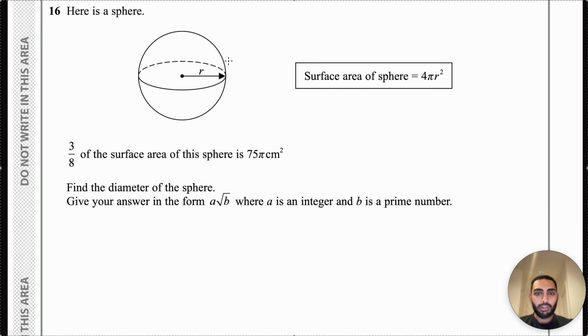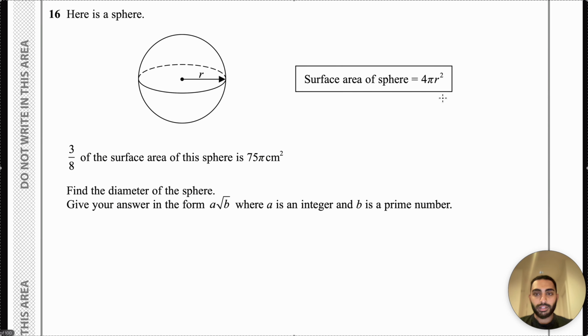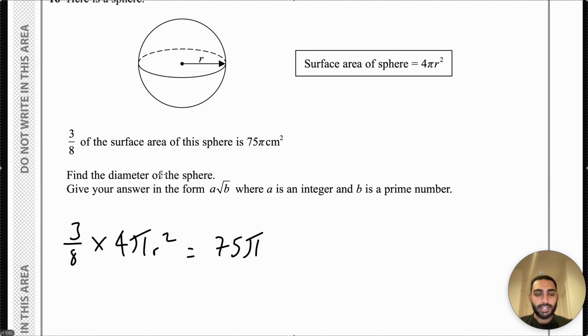Question 16. Here is a sphere. 3/8 of the surface area of this sphere is 75 pi centimeters squared. And it's given as the formula for the area of a sphere. Let's just write that as an equation. So we've got 3/8 of this formula, 4 pi r squared. We don't know what r is, and that is equal to 75 pi. Find the diameter of the sphere.